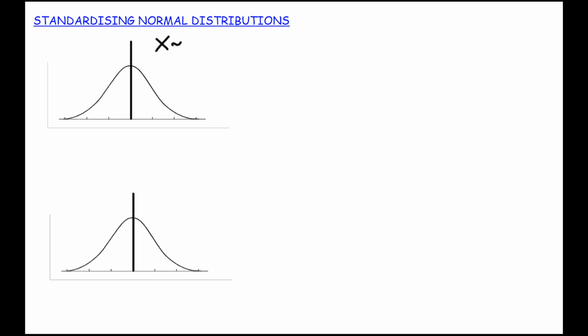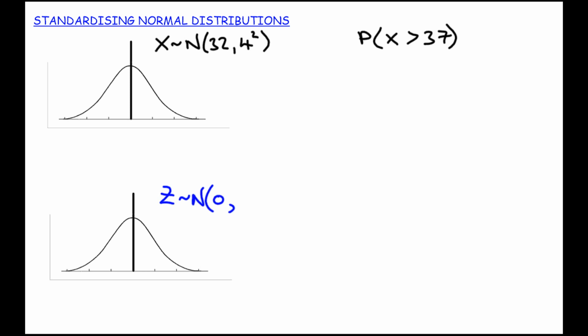We'll take X follows a normal distribution of 32 with a standard deviation of 4. So the mean is 32 and the standard deviation is 4. And I want to try and find the probability that X is greater than 37. There are no tables designed for this particular distribution. There are only tables designed for everybody's favorite, the Z distribution. It follows a normal where the mean is 0 and the standard deviation is 1.